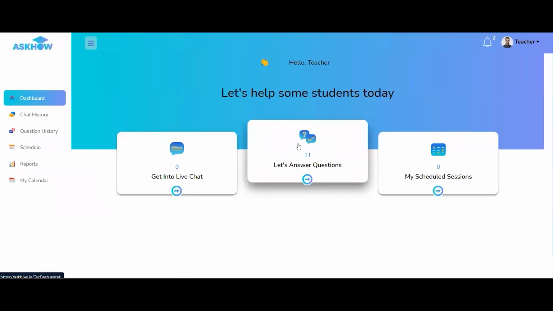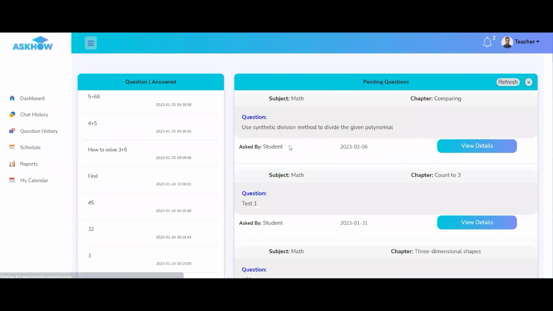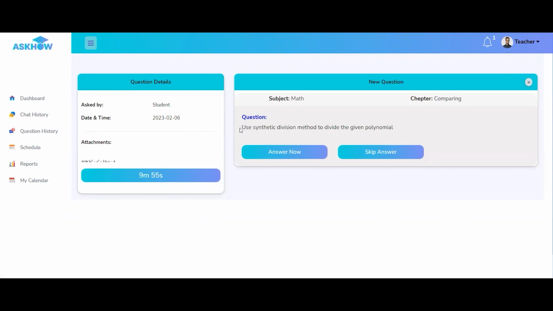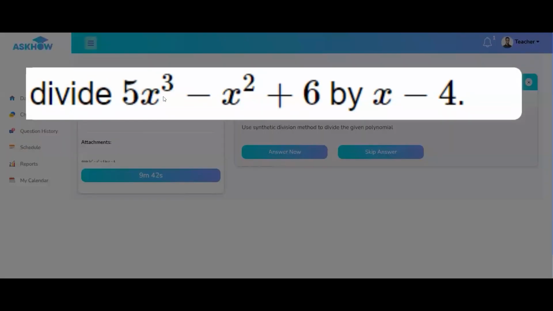Hello everyone, in this video we are going to see how teachers of AskHow solve drop-up questions. Here is the bunch of questions. One question is selected. In this question we have to use synthetic division method to divide the given polynomial. Here teacher can see in large image of question.